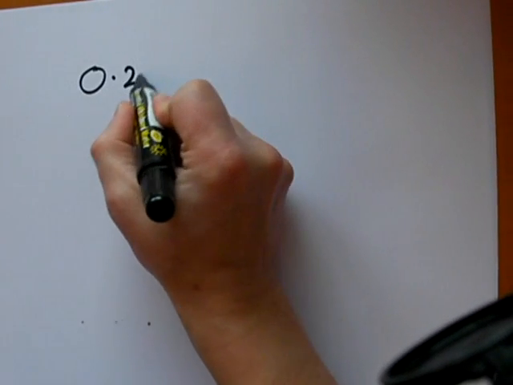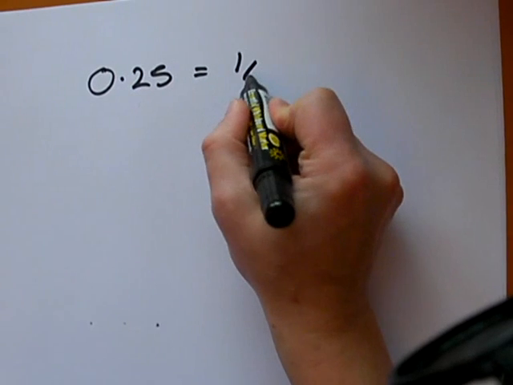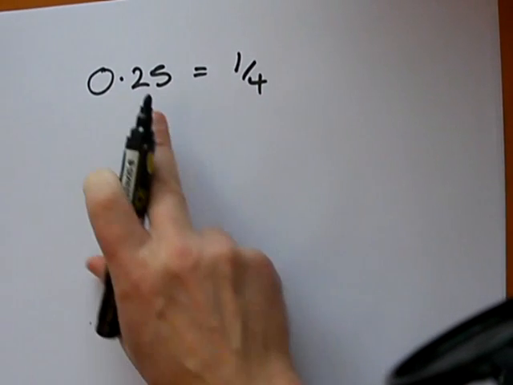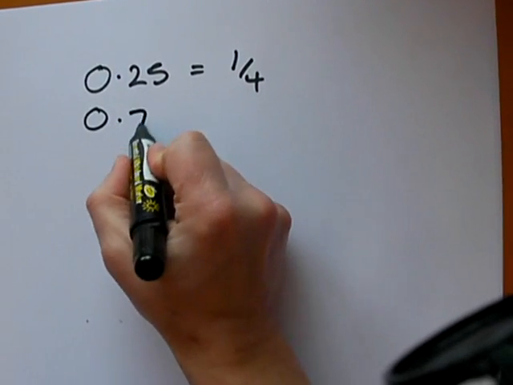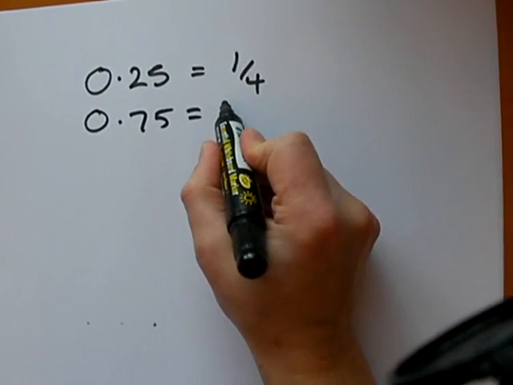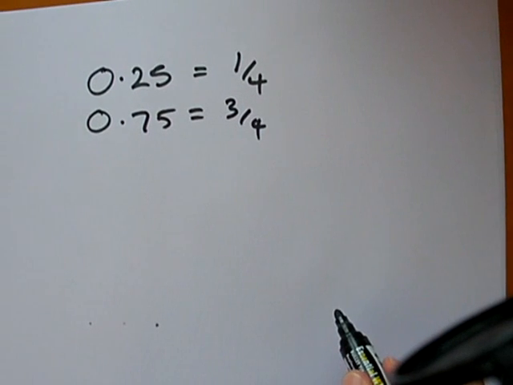The other common fractions that you should know are, for example, 0.25, and that works out to a quarter, 25 out of 100, which cancels down to a quarter. 0.75, another one you should know off by heart, which is 3/4.